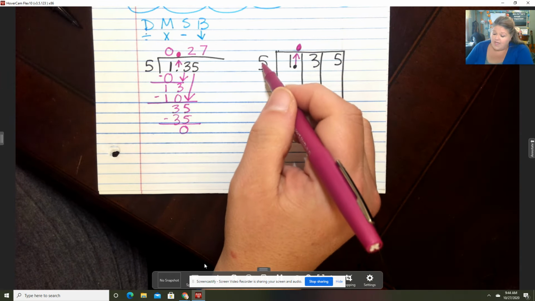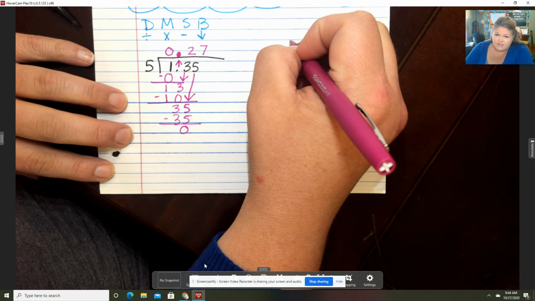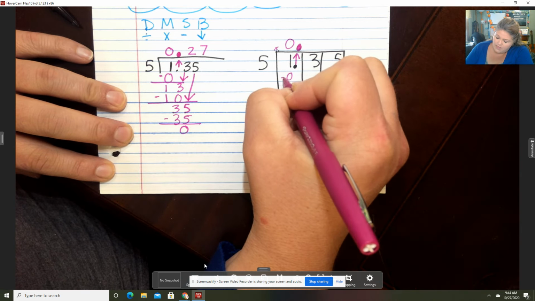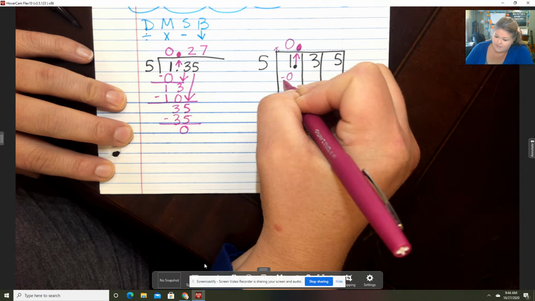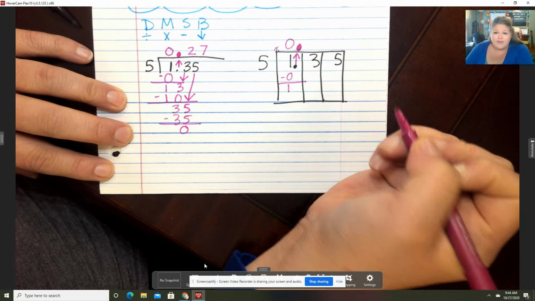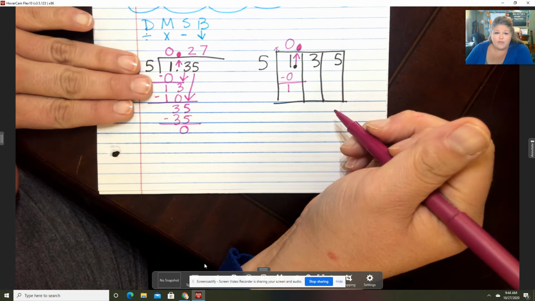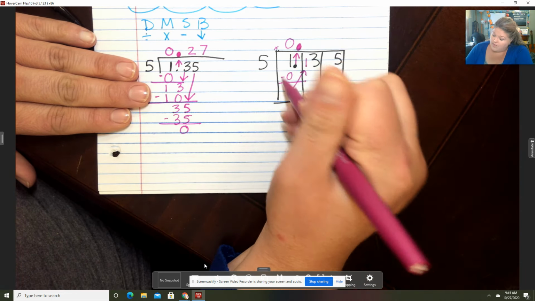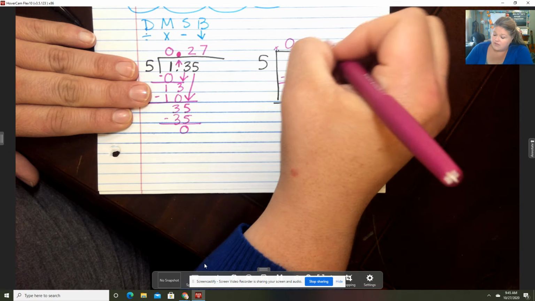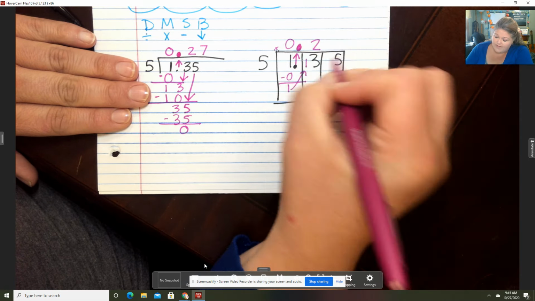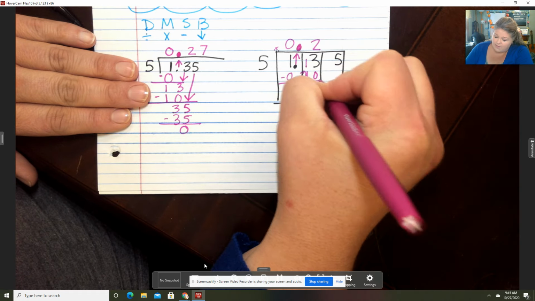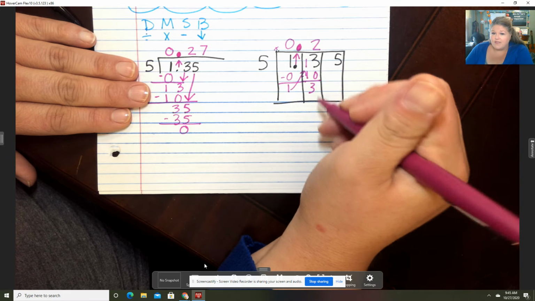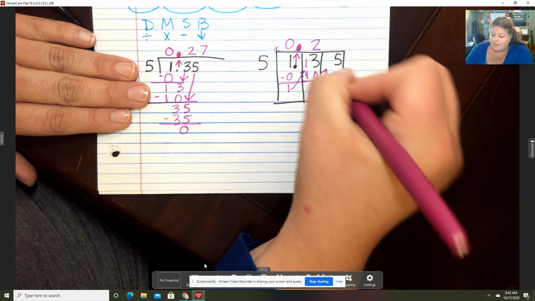First thing, divide. How many times will 5 go into 1? Well, it doesn't. So you're going to say 0, and then 0 times 5 is 0, and then you subtract. 1 minus 0 is 1. Instead of bringing down like you do over here, you're just going to bring it up. Now 5 goes into 13 2 times. 2 times 5 is 10. Now I'm going to subtract. 13 minus 10 is 3. Again, instead of bringing down, you're going to just bring up.